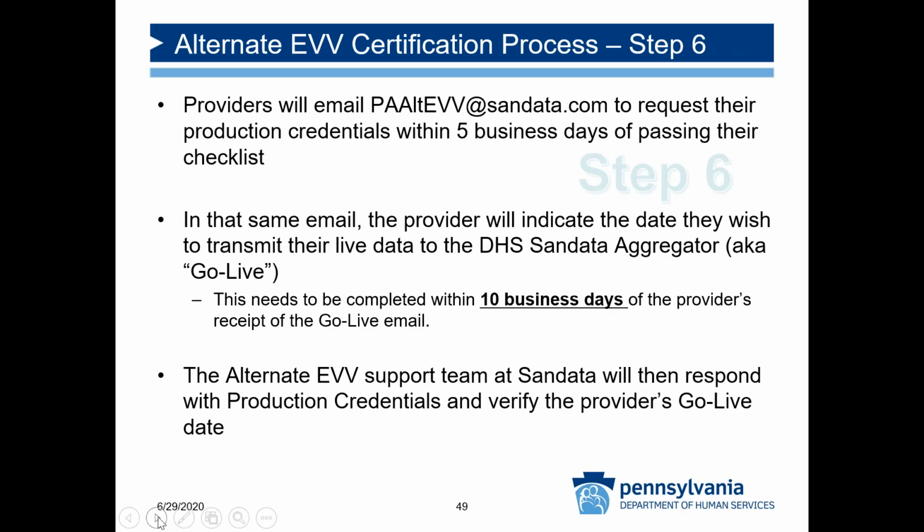So then in step 6, providers will email the PA-ALT-EVV@sandata.com to request their production credentials within 5 business days of passing their checklist. In that same email, the provider will indicate the date they wish to transmit their live data to the DHS SANDATA aggregator, aka the go live date. This needs to be completed within 10 business days of the provider's receipt of the go live email. The alternate EVV support team at SANDATA will then respond with production credentials and verify the provider's go live date.